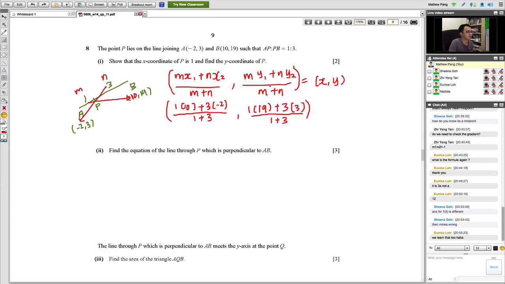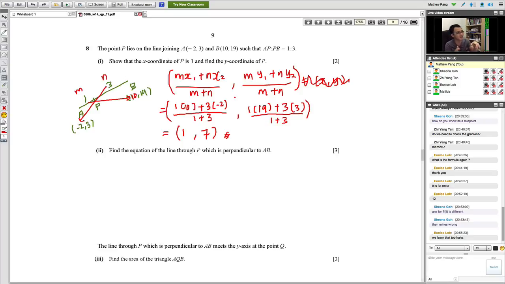So yeah, you will continue to solve. Okay, let's say I solve like this. I do write x, y here. So this is 10 minus 6 is 4. 4 divided by 4 is 1. Okay, so this one is 19 plus 9 is 28. 28 divided by 4 is 7. Then I'm done. So therefore, it asks you to show the x coordinate of P. So x coordinate of P is 1 and y coordinate of P is 7. That's all. 2 marks. So if you understand about this formula and how this formula works, it's actually quite easy.